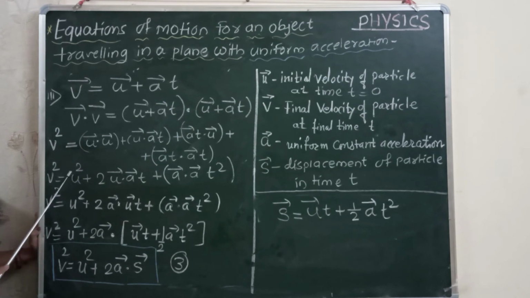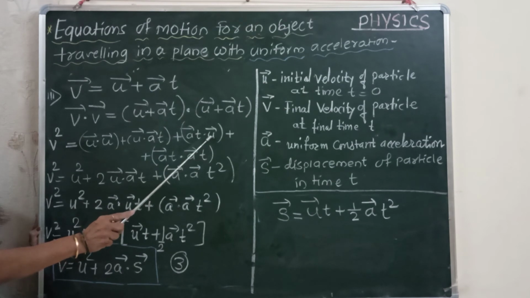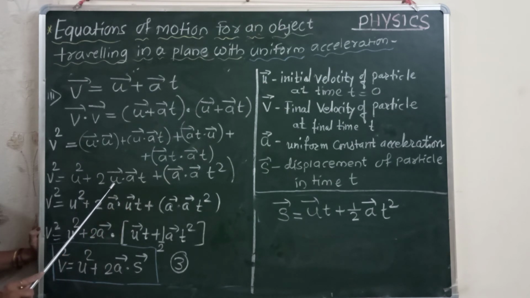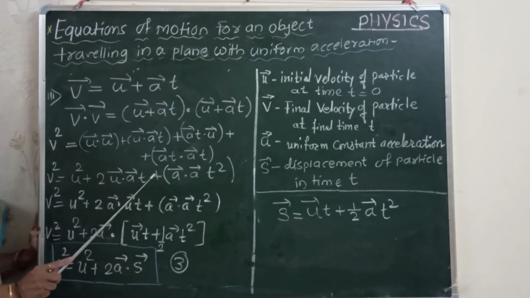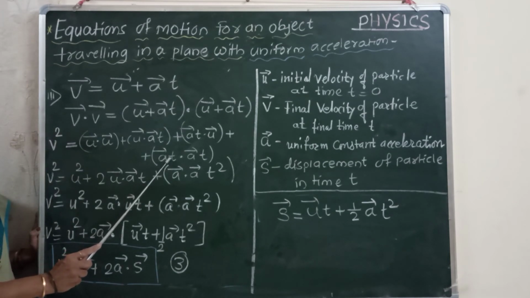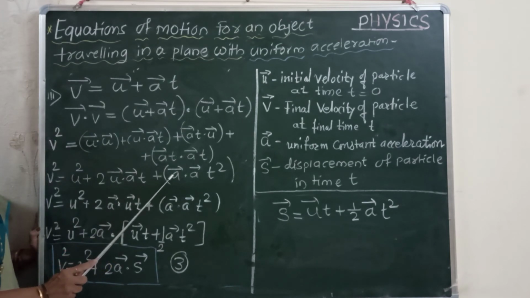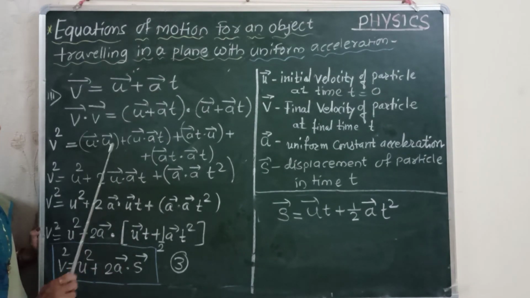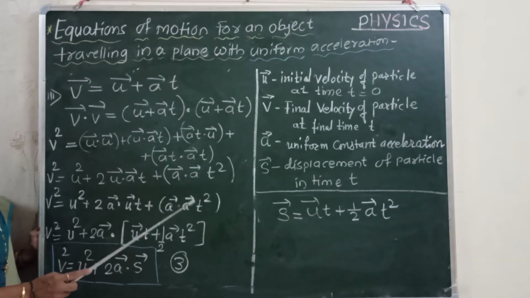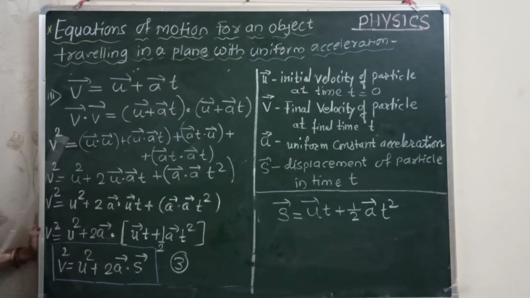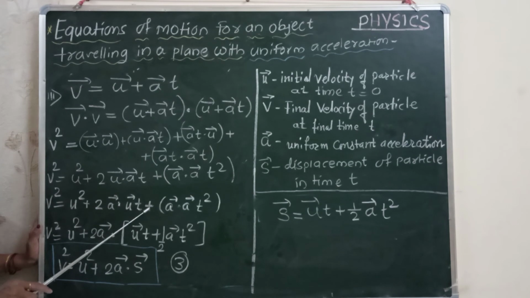You have studied it in the last chapter, the self dot product of a vector. Then u dot u comes to be u square, plus u dot at plus at dot u, which means it is equal to 2 times u dot at. Right? Plus a bar t dot a bar t, it comes to be a dot a t square. We have kept here a dot a as it is because we have to rearrange this term in the next step. So v square is equal to u square plus 2a dot ut, rearranging the terms in this equation, plus a dot a into t square.